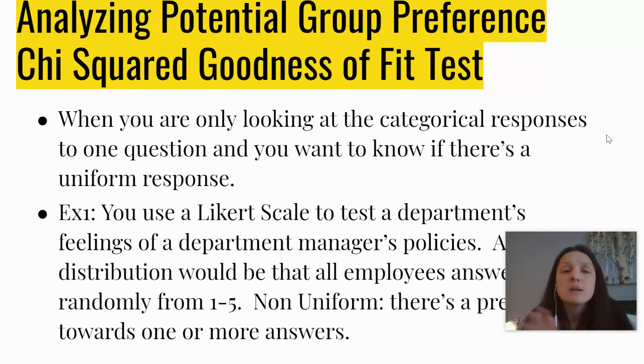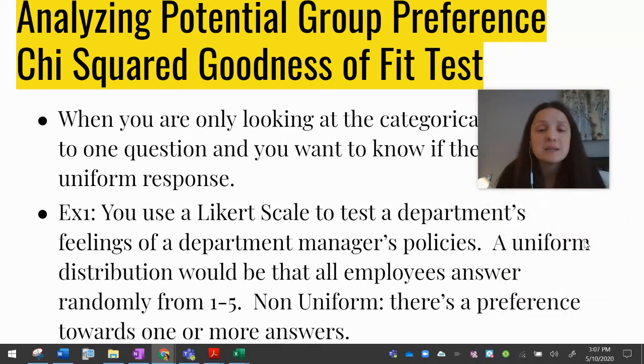So if we want to analyze a potential group preference, it's when we want to look at categorical responses and see, is the data uniform or does it lean one way or the other? An example would be you use a Likert scale to test a department's feelings about a department manager's policies. A uniform distribution would be that all employees answer randomly from 1 to 5. Non-uniform would be that there's a preference toward one or more, okay?